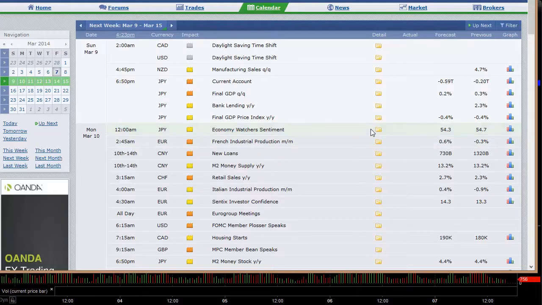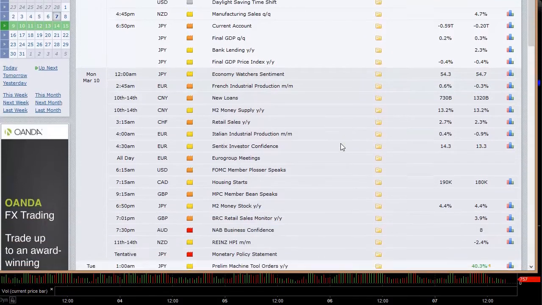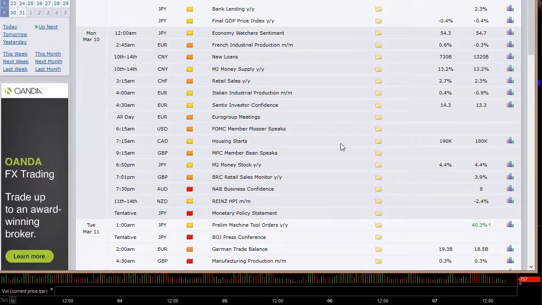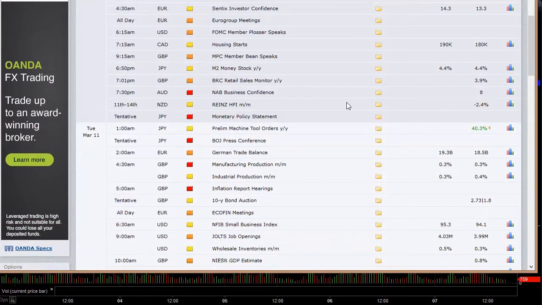Current account, final GDP, bank lending out of Japan Sunday. We go into Monday. Economy watchers sentiment out of Japan. French industrial production. China's new loans and money supply. Retail sales out of Switzerland. Italian industrial production, got the Eurogroup meetings, not much on the U.S. side. Housing starts out of Canada early on Monday.